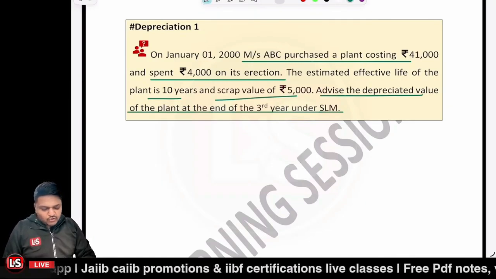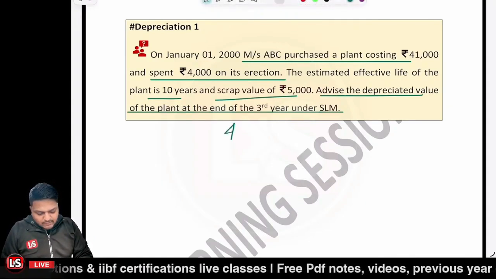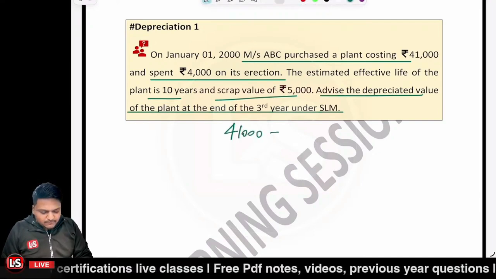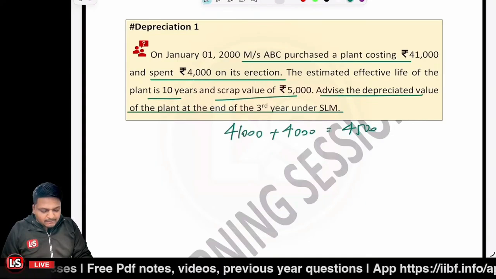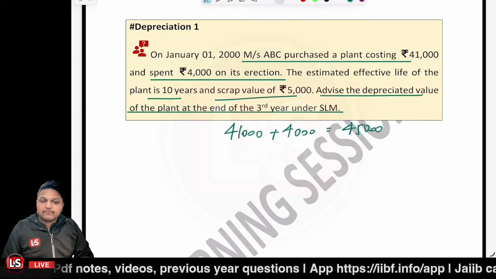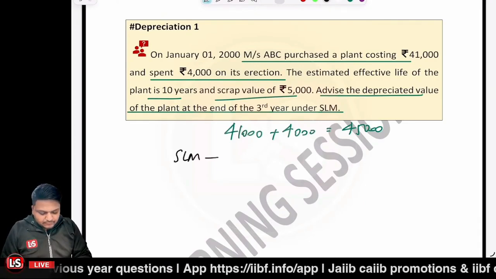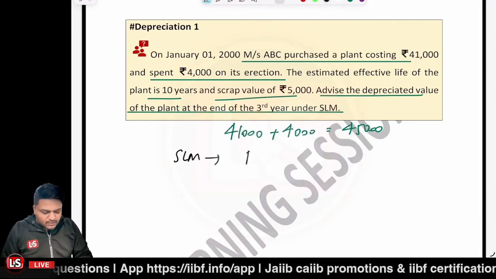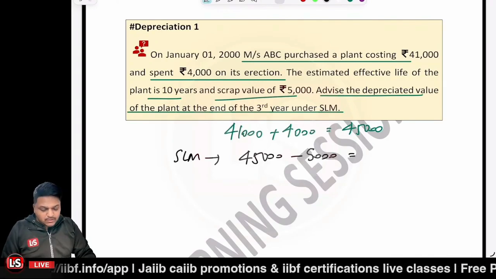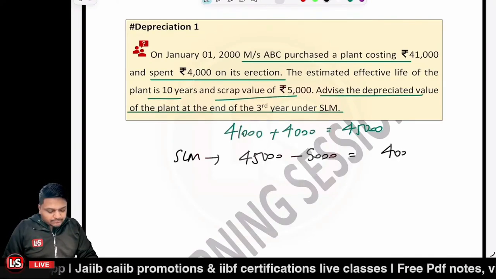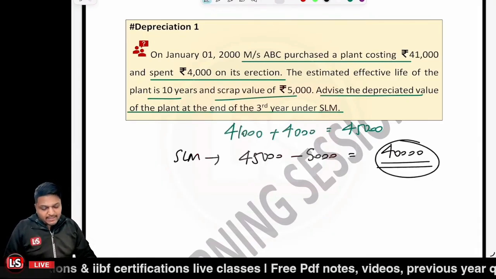And the depreciation is to be charged on what amount? It is to be charged on rupees 41,000. Further, we spent rupees 4,000 for its erection. So it is 45,000. But in case of SLM, the depreciation is to be charged after reducing the scrap value. So the depreciation amount is to be charged on 45,000 minus the scrap value of 5,000, so it is 40,000. The amount on which the depreciation is to be charged is rupees 40,000, right?